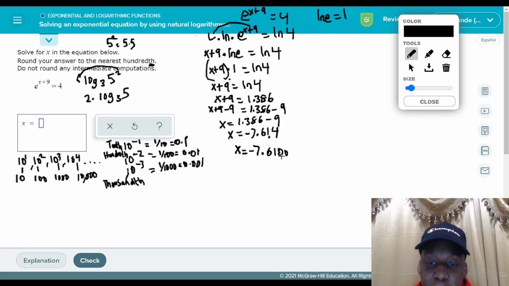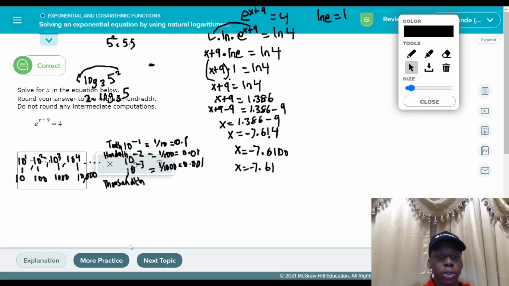Whenever I say 0, this is basically just saying minus 7.61. So we don't mind the zeros anymore because they're cancelled out. Let's put in the answer, minus 7.61. Yeah, okay, that's a good one.